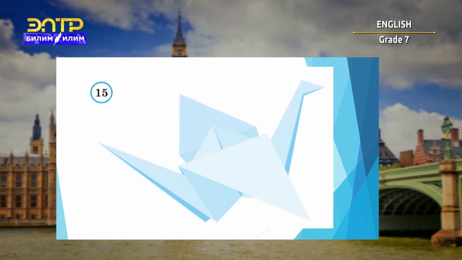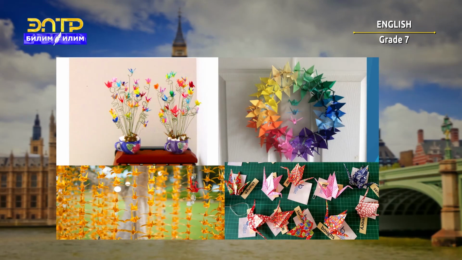Under your crane, you will notice a little hole. You can use the hole to gently blow air and inflate your paper crane. When your paper crane is ready, you can decorate your house or classroom with your paper crane. You can use some ideas from the pictures.